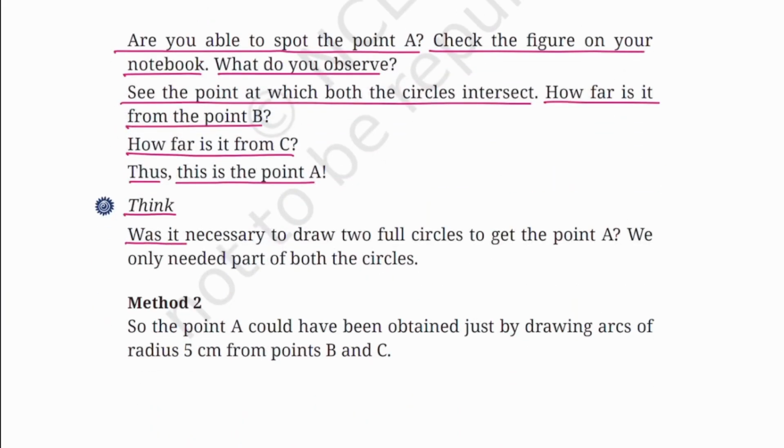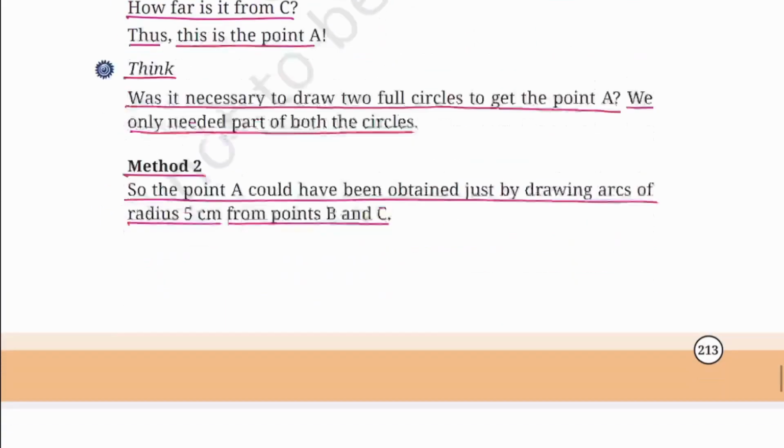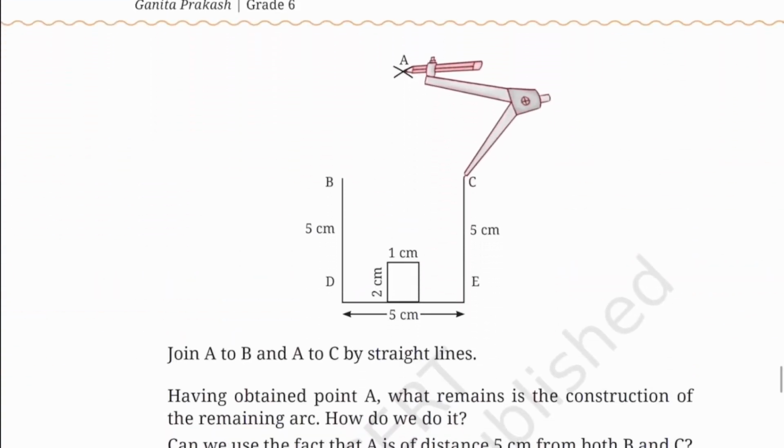Think, was it necessary to draw two full circles to get the point A? We only needed part of both the circles. Method 2. So the point A could have been obtained just by drawing arcs of radius 5 cm from points B and C. Like this. Join A to B and A to C by straight line. Like this.